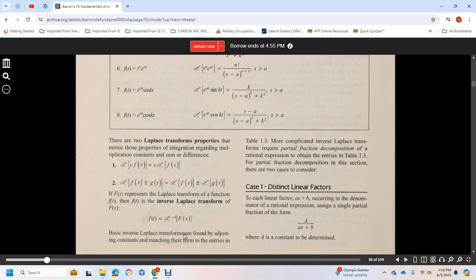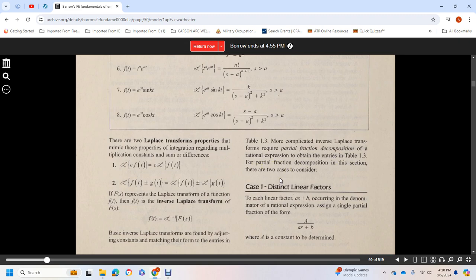Function f(t) is equal to the inverse Laplace transform of F(s). Basic inverse Laplace transforms are found by adjusting constants and matching their forms to entries in Table 1.3. For more complicated Laplace transforms, partial fraction decomposition of rational expressions is used to obtain the entries in Table 1.3.